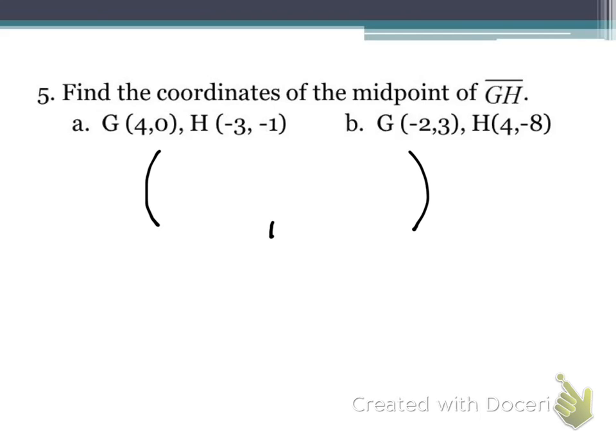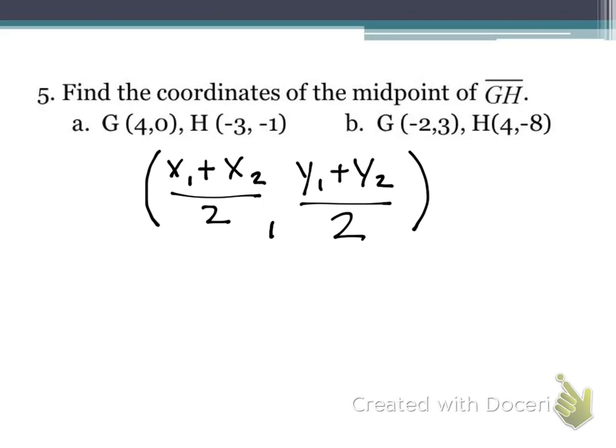Alright, I'm going to write the midpoint formula just to remind us. Remember, we're finding the average of the x's, so add the 2 x values, divide by 2. The average of the y's, so the 2 y values add together, divide by 2. Now, the first x value given in part A is 4, so I'm going to label that x1. The first y value is 0, so I'm going to label that y1. The second x is negative 3. The second y is negative 1.